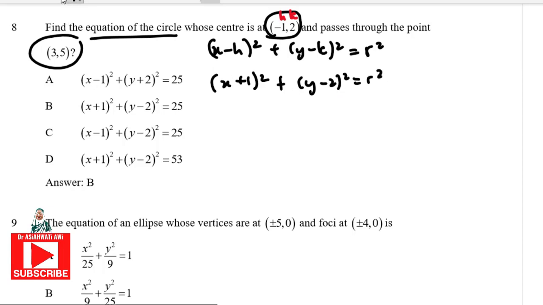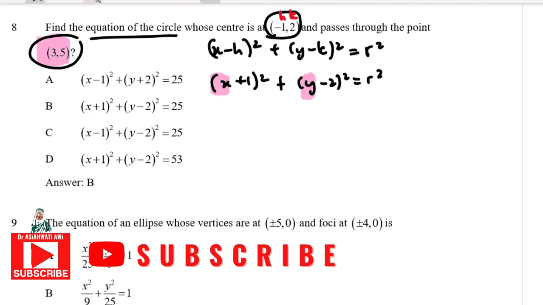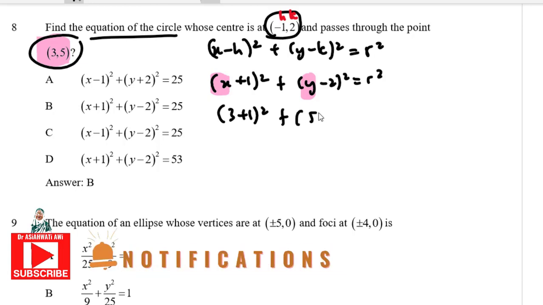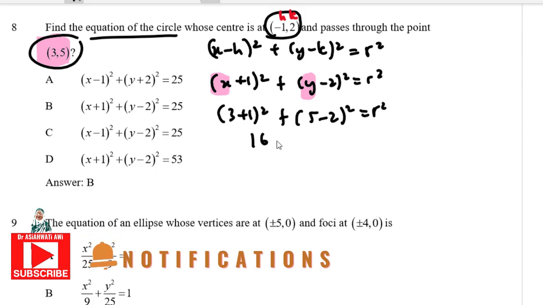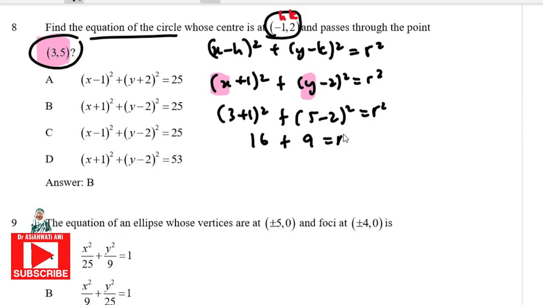Then this point passes through, it lies on the circle. So we can substitute x equals 3, y equals 5 to find r. 3 plus 1 squared plus 5 minus 2 squared is equal to r squared. Therefore, 16 plus 9 is equal to r squared. r squared is equal to 25, and we know that r is positive. Therefore, r is equal to 5.